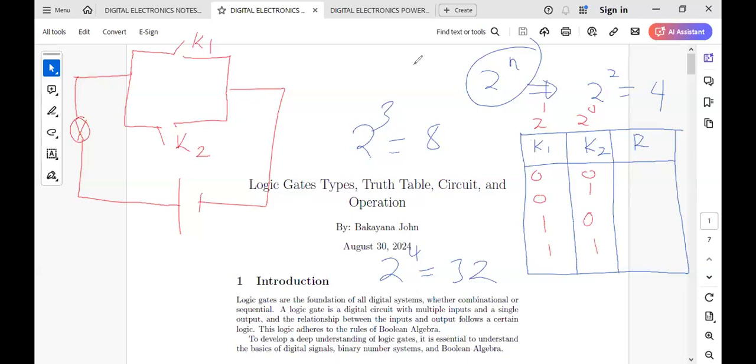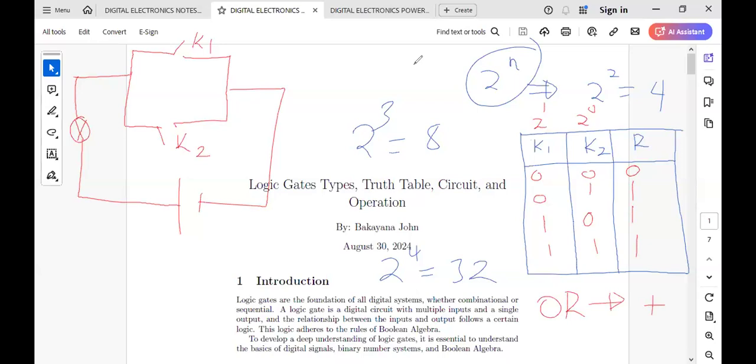Now, remember we got this one from the circuit. Now I want to use the OR symbol. The OR symbol gives us an addition. So if we simply add, what do we come up with? 0 plus 0, you get 0. 0 plus 1, you get 1. 1 plus 0, you get 1. And 1 plus 1, you get 1.